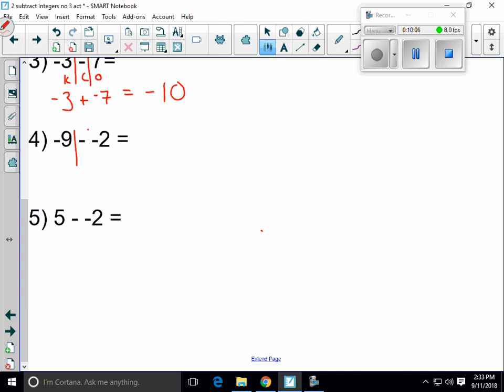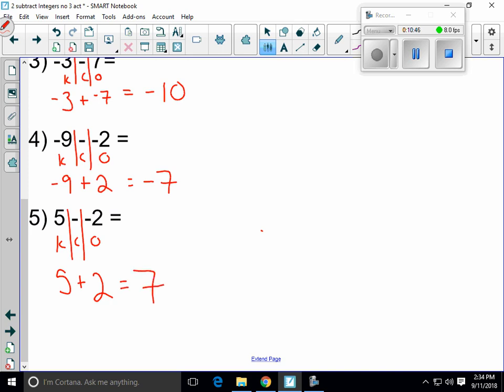Negative 9 minus negative 2. Okay, some teachers will say add the opposite. Opposite of negative 2 is positive 2. Negative 9 plus 2 is negative 7. I owe 9. I paid 2. I still owe 7. All right, and then the last one, keep the 5. Change the minus into plus. The opposite of negative 2 is positive 2. So this problem, number 5, that looked complicated, it's actually only the same as 5 plus 2. 5 plus 2 is 7.